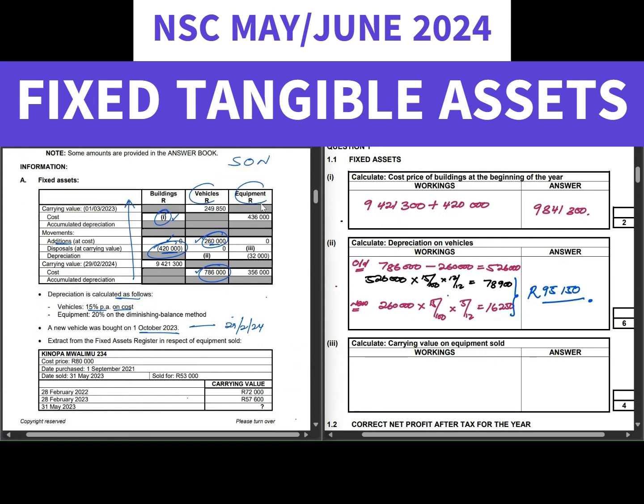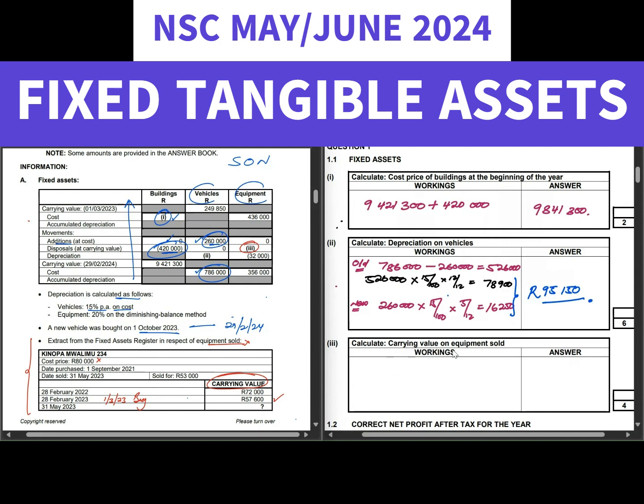So here is my equipment. There is my equipment, and here I see this disposal at carrying value. And the disposal at carrying value, that is number 3 over there now. Okay, so we want to calculate that disposal at carrying value. If we come to this information here, we are told this is an extract from the fixed asset register in respect of the equipment sold. So it had a cost price, and then here we're given the carrying value. So this is the carrying value as of 28 February 2023, which is the same as the 1st of March 2023. That is the beginning of the financial year. So it means here I have my carrying value at the beginning, 57.6.